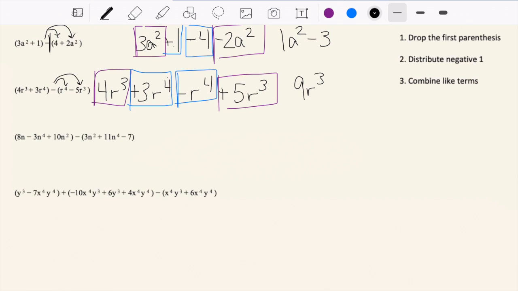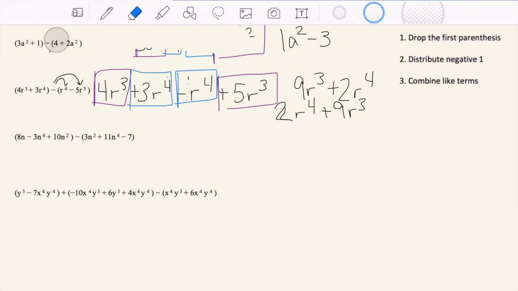And then we have +3 and -r, so this is like a -1 right there. So that becomes +2r to the 4th. And again, if we were to write this in the proper order, it would be 2r to the 4th plus 9r to the 3rd. All right, so let's move on. I'm going to go ahead and erase these just to give us a little more room.